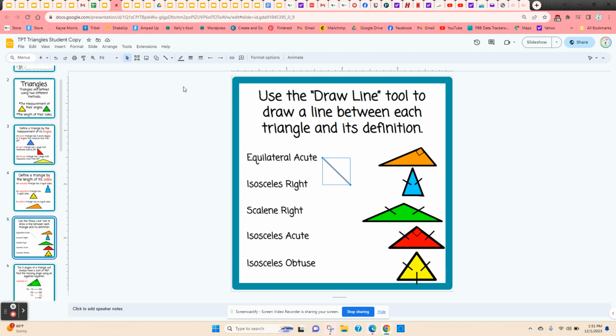Now, students can play around with this. They can change the color of the line, and they can change the width of the line. So you want to have them click on one of these little blue circles, and then they can move it to connect to the right triangle. So equilateral, acute, they would connect these two. Isosceles, right triangle. Would have to be this one, and so on. So they're going to use these lines to connect correctly.